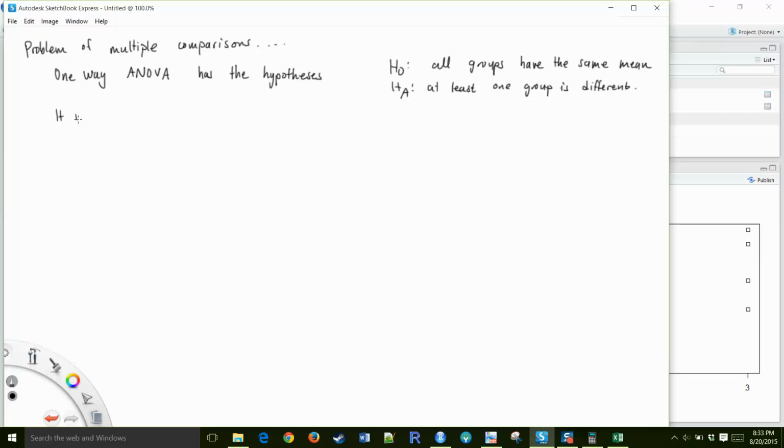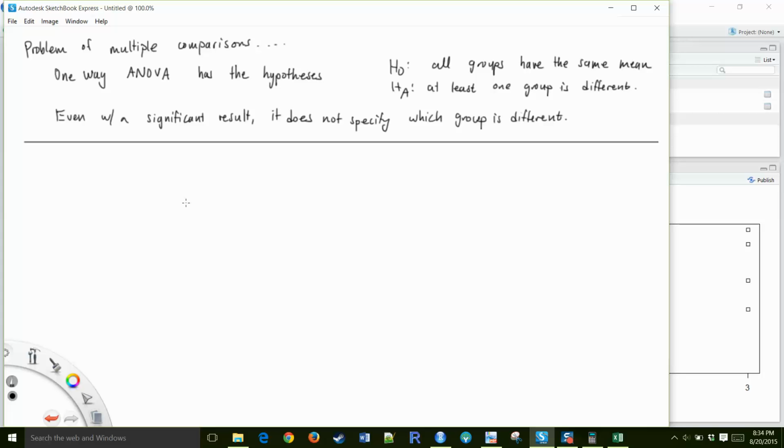So you could then do pairwise comparisons between groups. One possible solution is pairwise comparisons between groups. You can reduce everything down to basically a t-test. You can essentially do multiple t-tests.